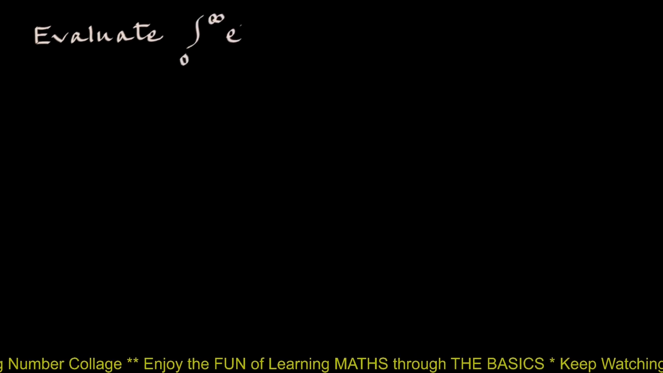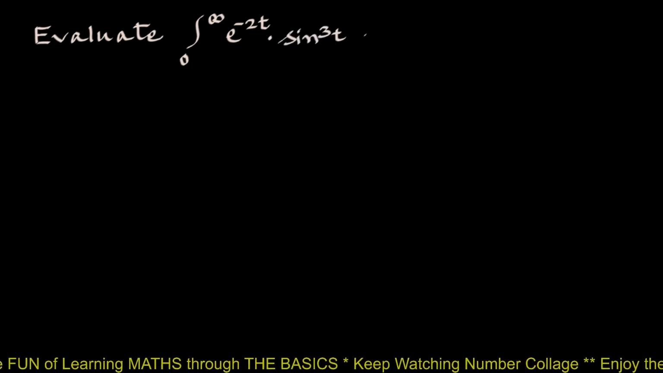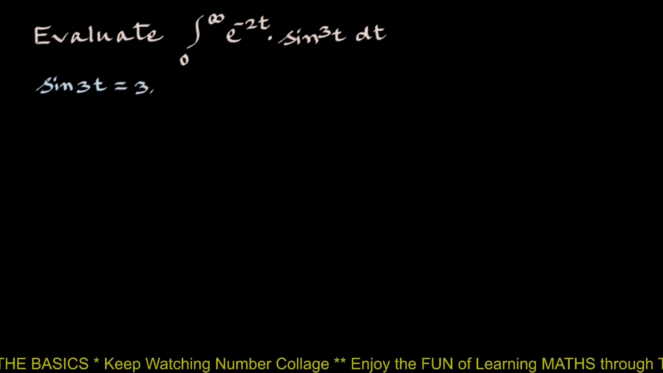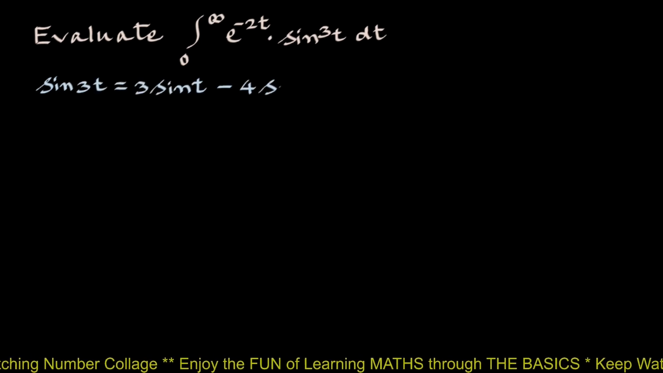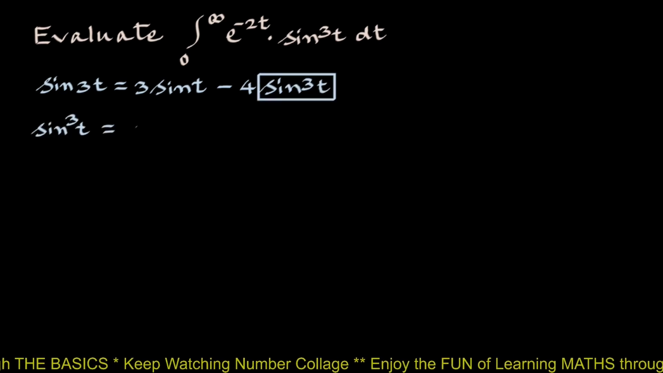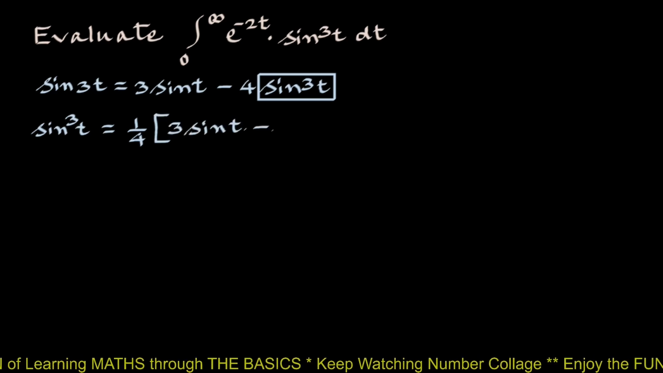Evaluate the integral from 0 to infinity of e raised to minus 2t into sin cube t dt. We have sin 3t equals 3 sin t minus 4 sin cube t. Therefore, this sin cube t will be 1 upon 4 times 3 sin t minus sin 3t.